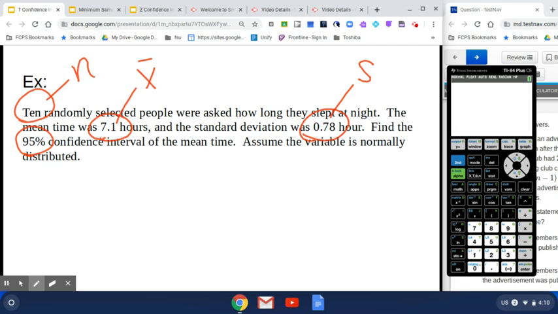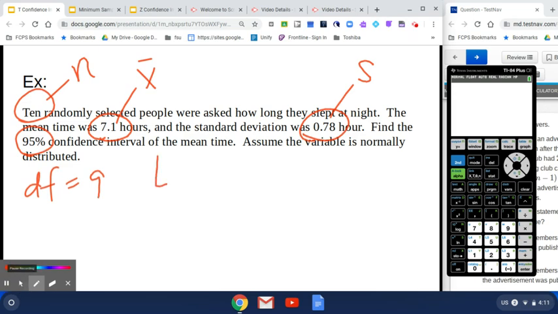So take a minute, guys, and let's find first the degrees of freedom. We want sample size of 10, so that would give me 9 degrees of freedom. And we want 95%. Pause the video and find that critical value.